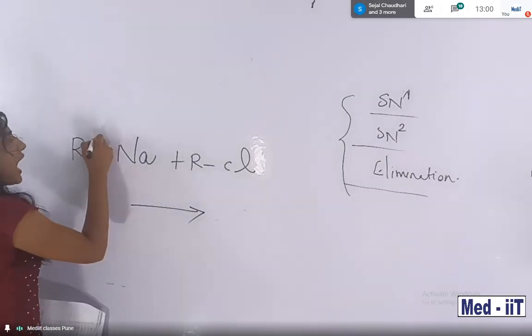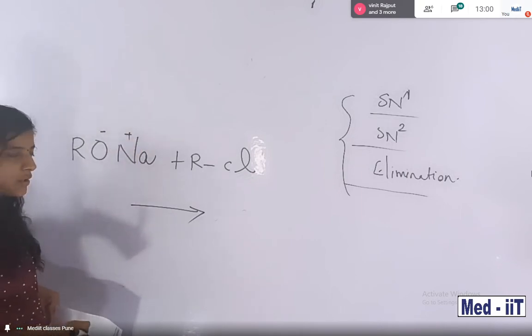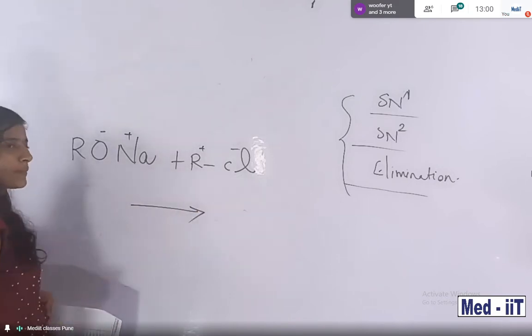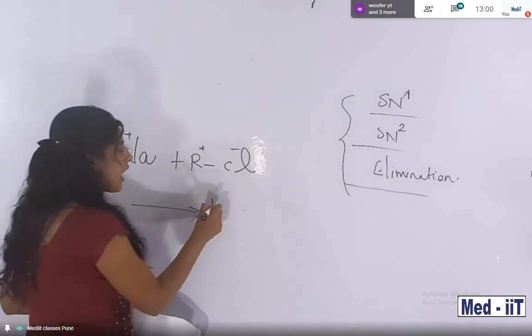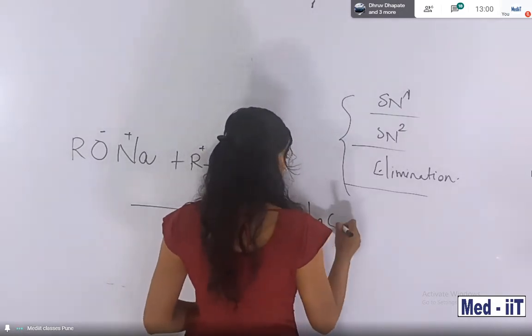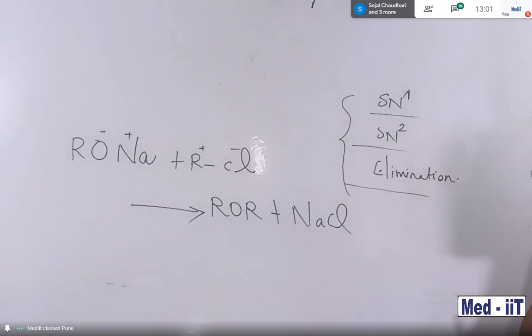Because RO is negative in charge, then sodium is positive charge. Okay, so here also negative. So bonding how? Sodium chloride is removed. So what about the remaining? ROR plus NaCl. So this is the product, ROR. Are you getting my point?